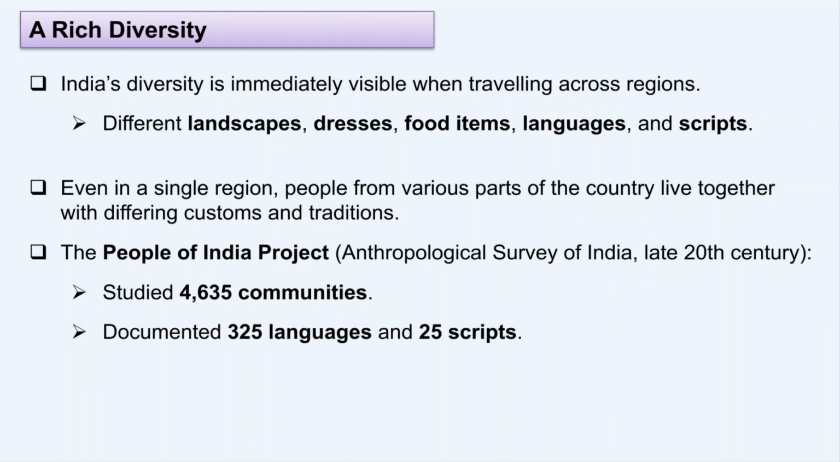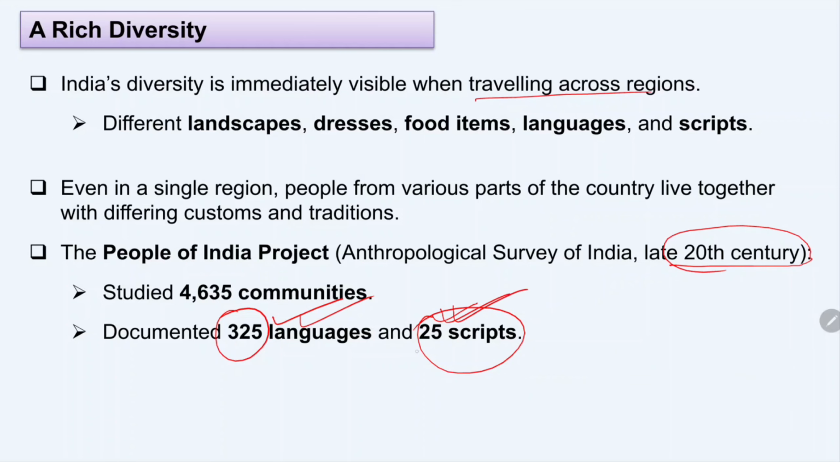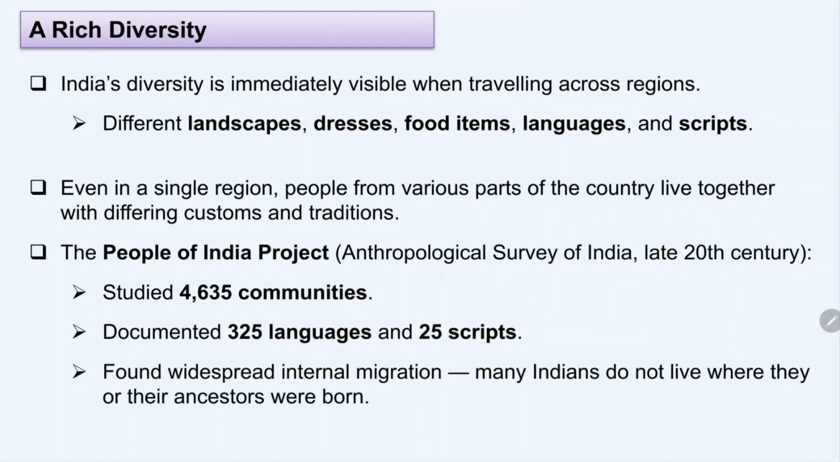And if you talk about language, we have 325 languages and 25 scripts. Like the script which you are seeing now is an English script, isn't it? You have Hindi script, Urdu script, Bengali script, Manipuri script, Punjabi script, Tamil script. So altogether we have around 25, and this was done in the 20th century. If we take any survey now in the 21st century, this number may again be different. See how much diversity and variety we have in our country.